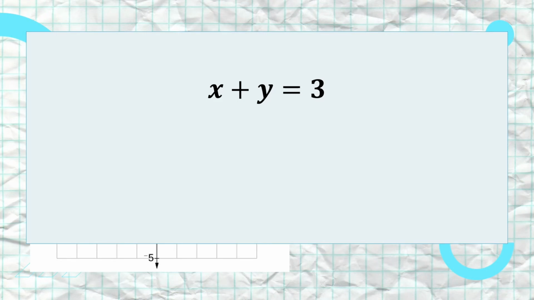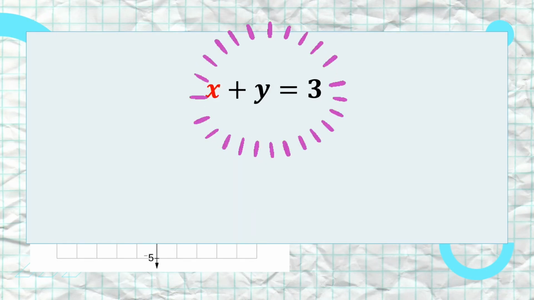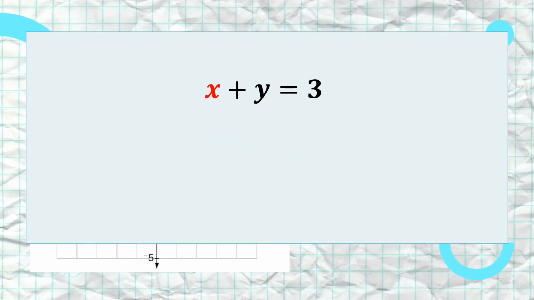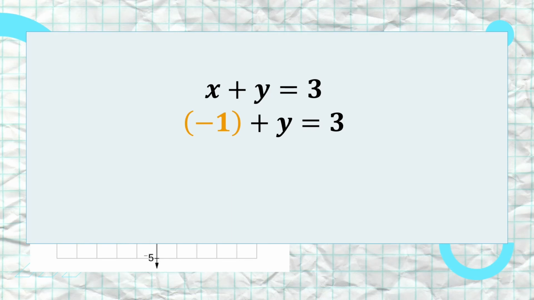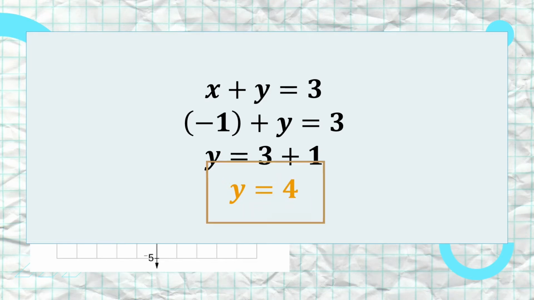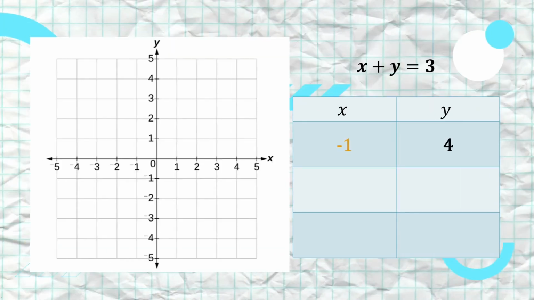We substitute -1 to x in the equation x plus y is equal to 3. So it will be -1 plus y is 3. We use the addition property of equality to remove -1 from the left part of the equation. We add 1 to both sides. Thus, we will have y is equal to 3 plus 1. 3 plus 1 is 4, so y is equal to 4. If x is -1, its corresponding value for y is 4.